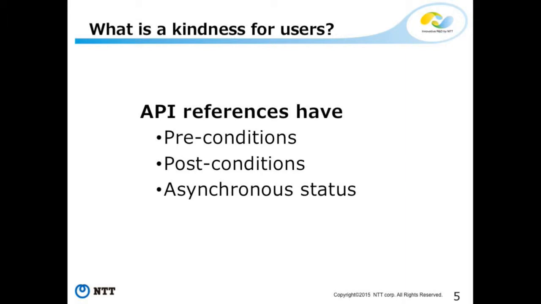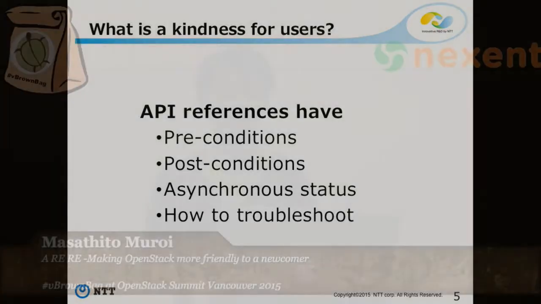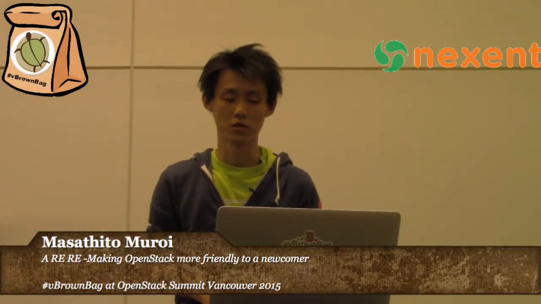Finally, if some error occurs after calling an API, the user wants to know how to troubleshoot. So it means how to fix the error and how to recover from the trouble.